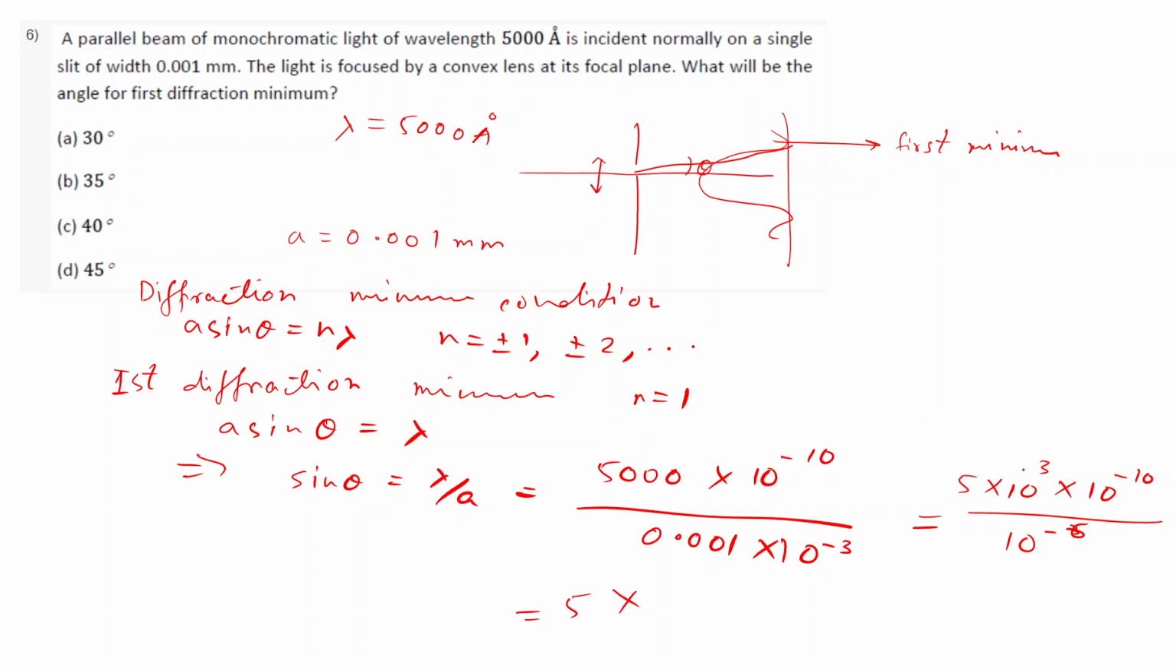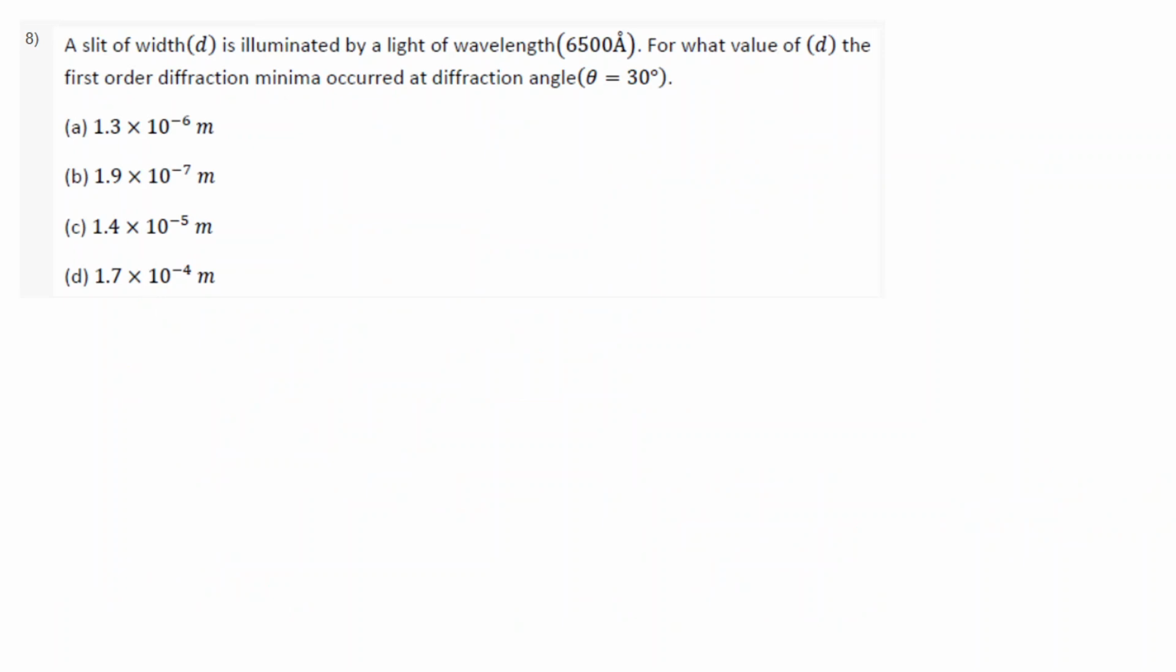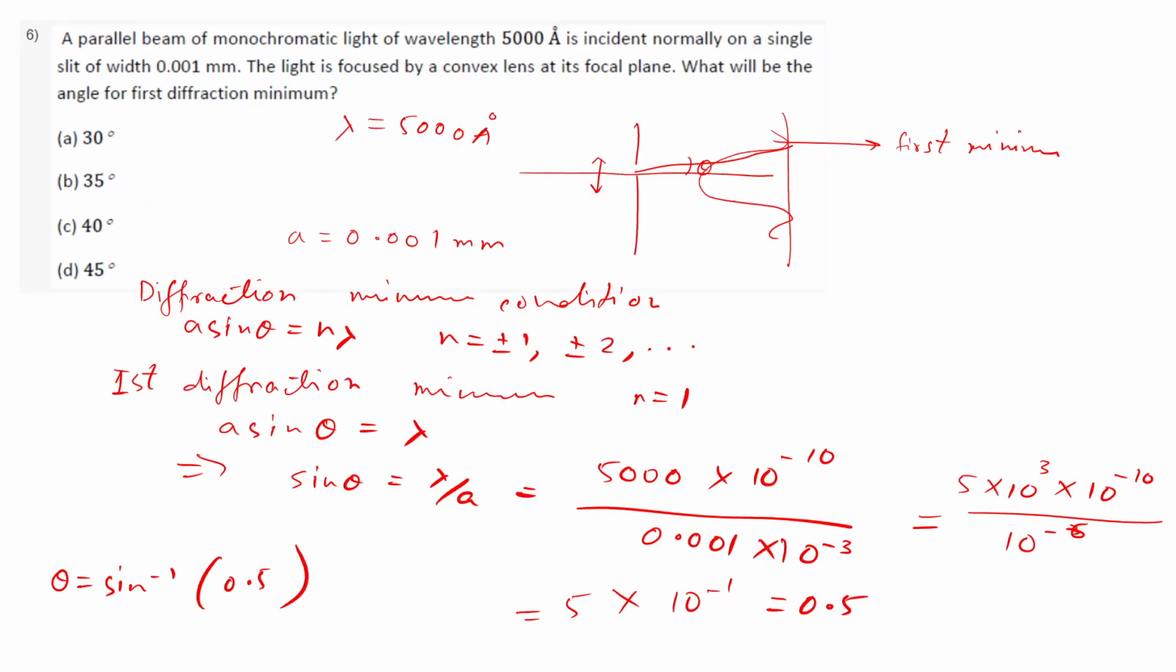6 minus 10 is minus 4, 3 minus 4 is minus 1, means 0.5. Now theta will be sine inverse of 0.5. Sine inverse of 0.5 is 30 degree. So option A is the correct answer.